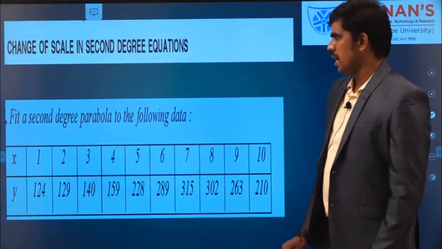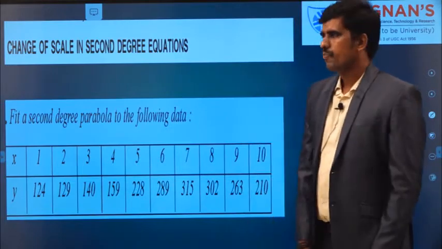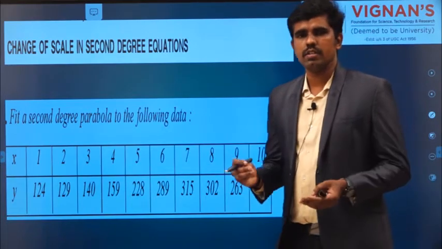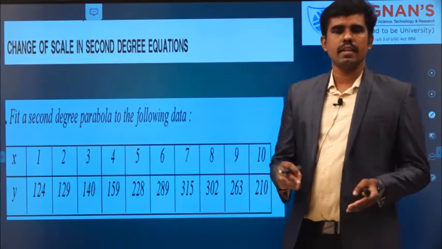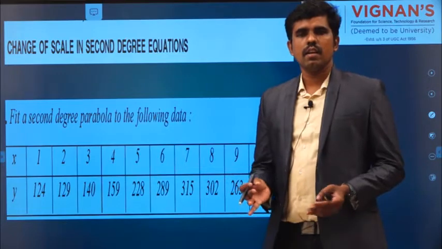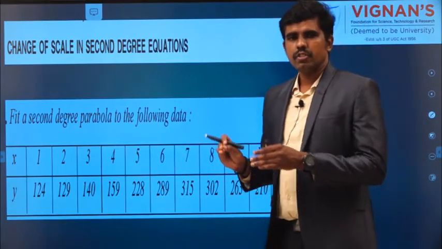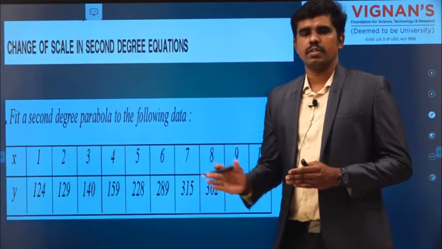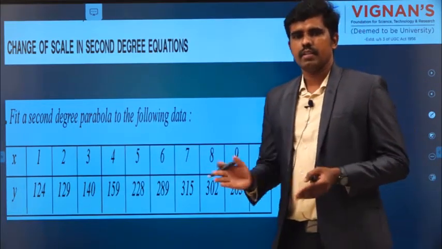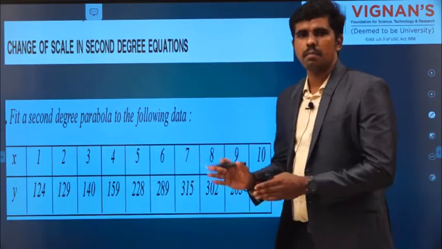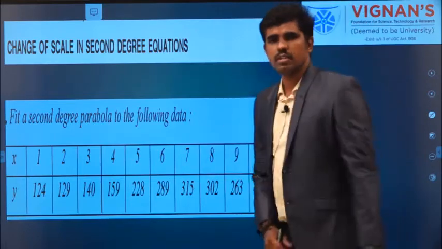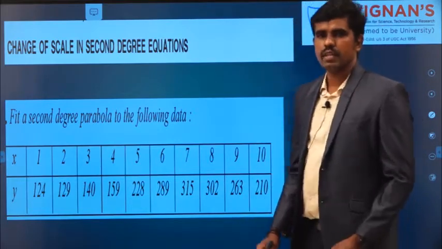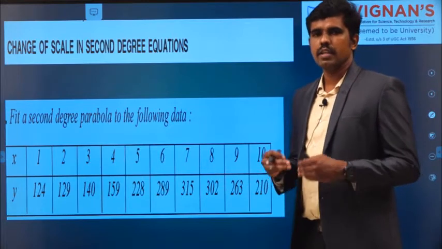Now look at one more example to fit a parabola. Actually here we are going to change the scale, we are going to change the origin. We did one problem in straight line fit also by changing the scale. Why? Because we are changing the scale of the given problem to reduce the calculation part, or to reduce the time duration to complete the problem, so that we can compute the values in an easy way.